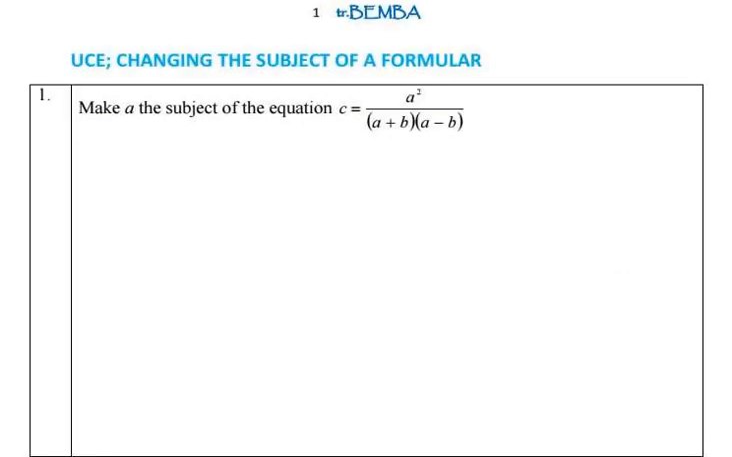So here we go with our first question, question 1, where we are told to make A the subject of the equation. And so that means we need to rearrange it and make sure we have A left. Usually we put the term which has been made the subject on the left hand side of the equation, okay? That's how we usually do it, but it can also be on the other side.